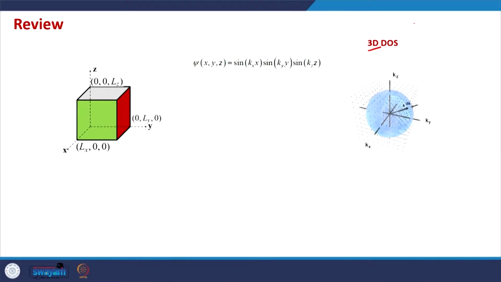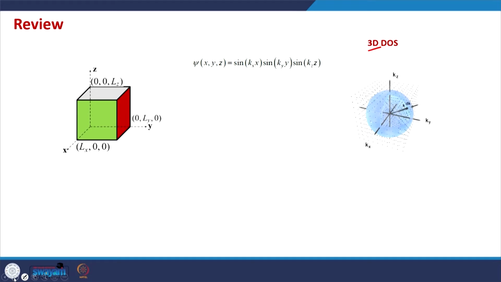We discussed in detail about the density of states in 3D solids. 3D solids mean that the dimension of the solid is significant in all three directions. By significant, I mean the electron is confined in all three directions in the solid in an extent which is larger than the dimension of the electron.